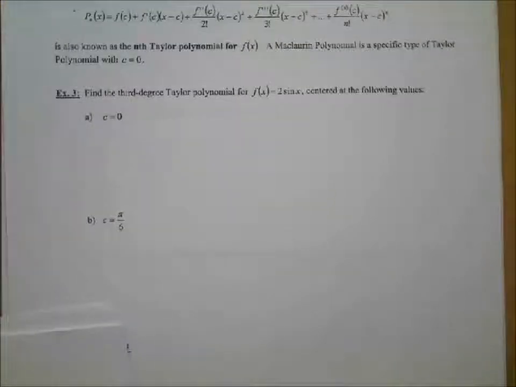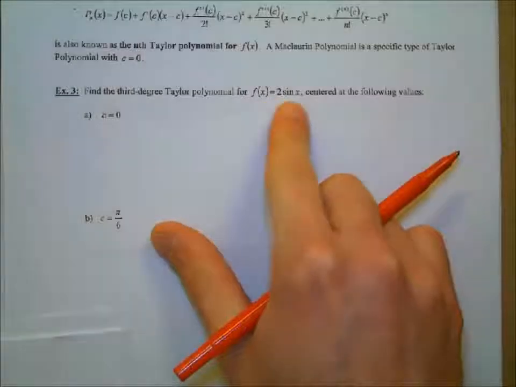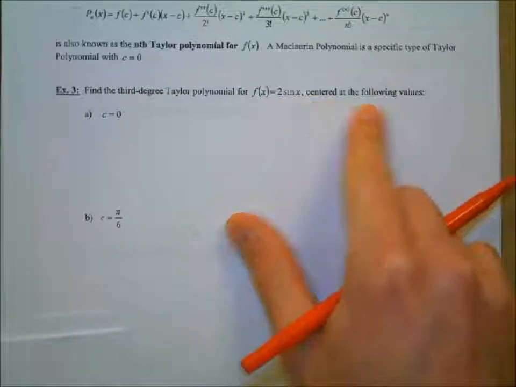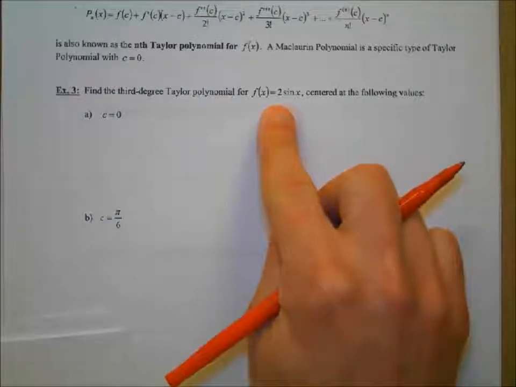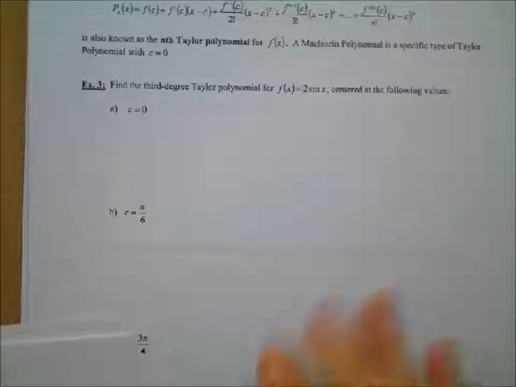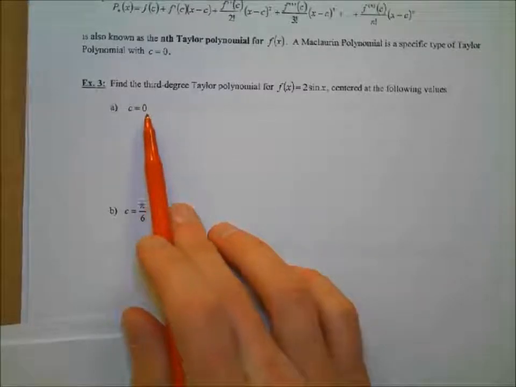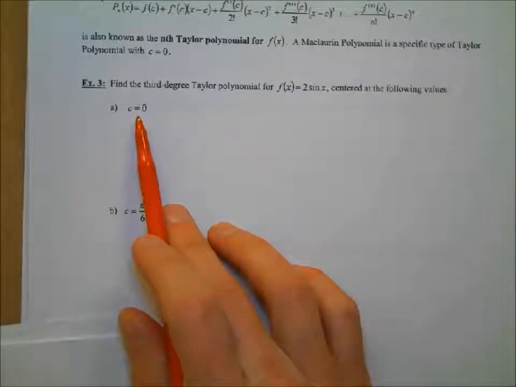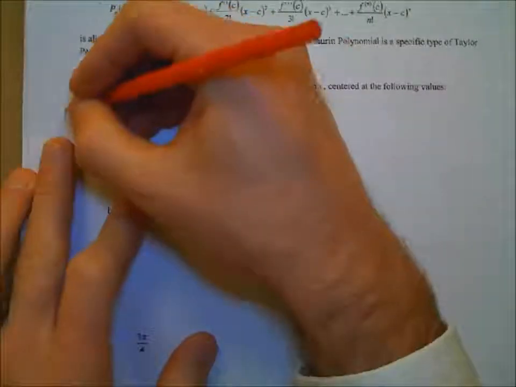So let's take a look at an example of how we can use Taylor polynomials to approximate functions. Find a third degree Taylor polynomial for f of x equals 2 sine x centered at the following values. So we're going to build a polynomial that approximates the curve 2 sine x, centered at different x values. First we'll start with c equals 0. For c equals 0, what kind of polynomial can we actually use here? The Maclaurin. We don't need the Taylor because it's centered at 0, so we can use Maclaurin.